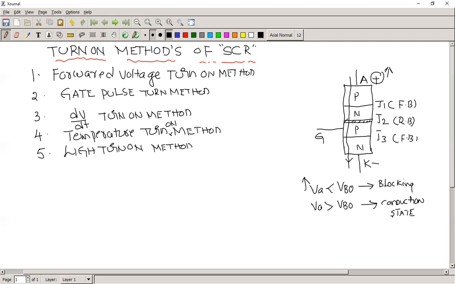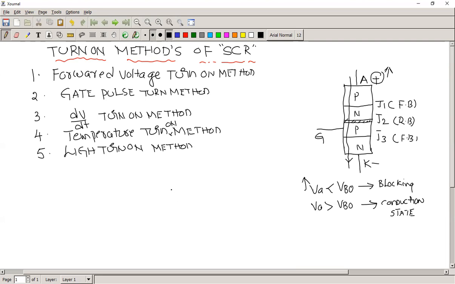But here, we are bringing this SCR from the blocking to the conduction state by increasing the anode voltage more than the forward breakover voltage, so that junction J2 breaks down. Practically we are not using this method because the forward breakover voltage is more than the rated voltage of the SCR. But for theoretical purposes, we are studying this as one method to turn on the SCR.